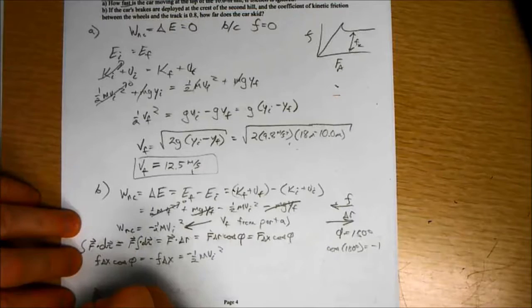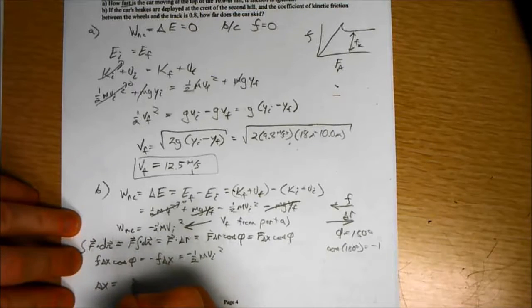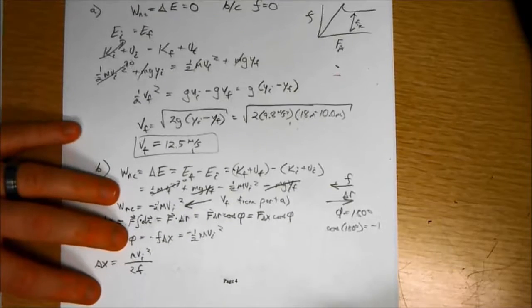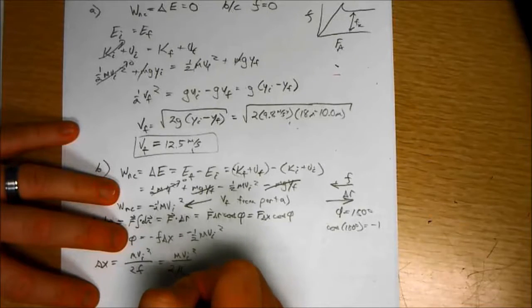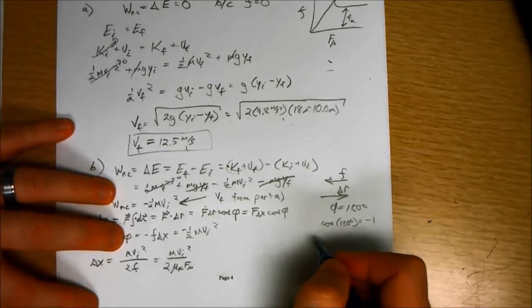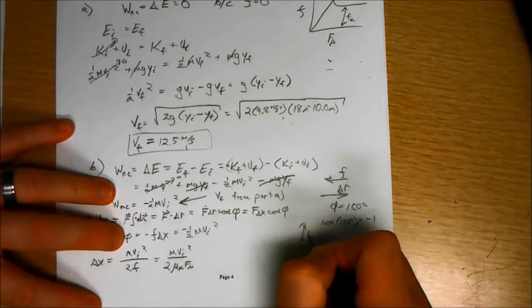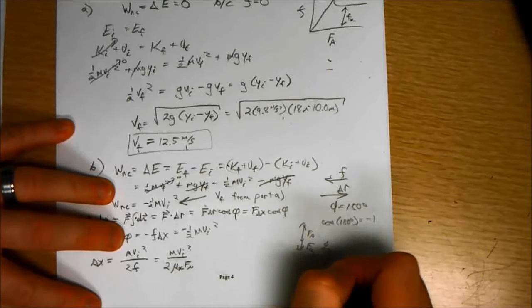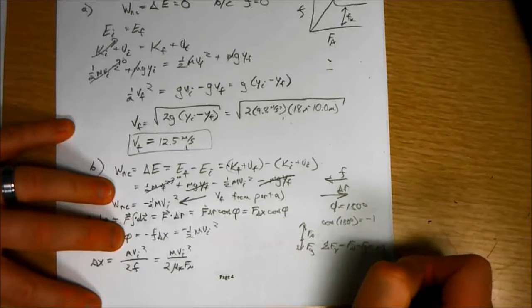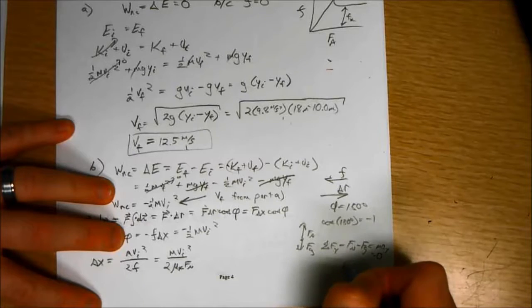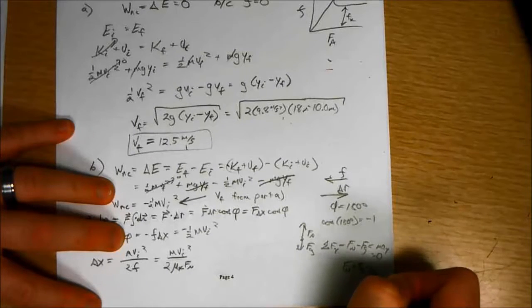I can solve for the displacement now. Delta x equals, I'm just dropping the negative, m v initial squared over 2 times the force of friction. What is the force of friction? Well, that's equal to mu k times the normal force. And it's a flat surface, so the sum of the forces in the y direction is Fn minus Fg equals m a y, which equals 0. So the normal force equals Fg equals mass times gravity.